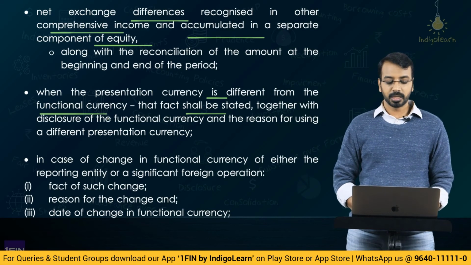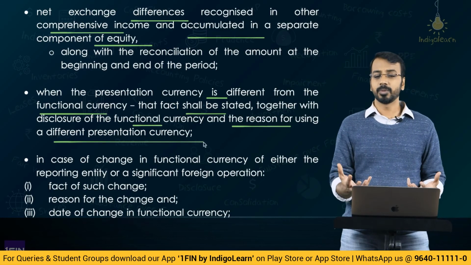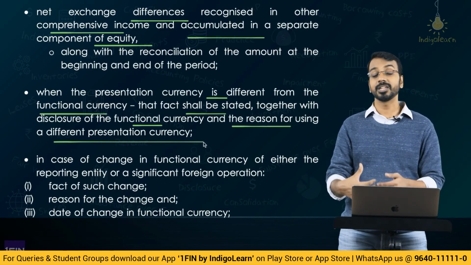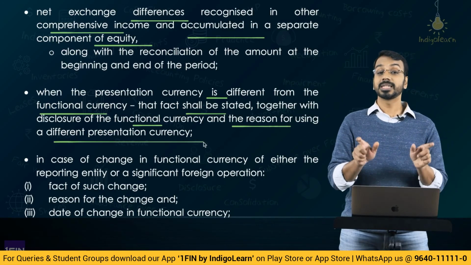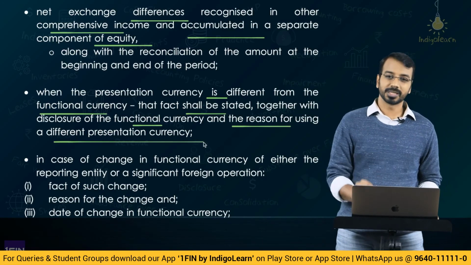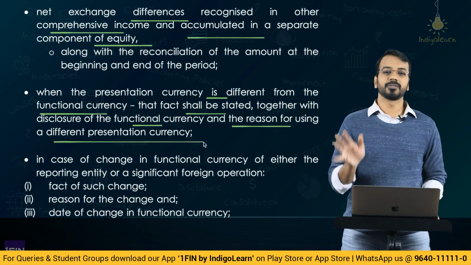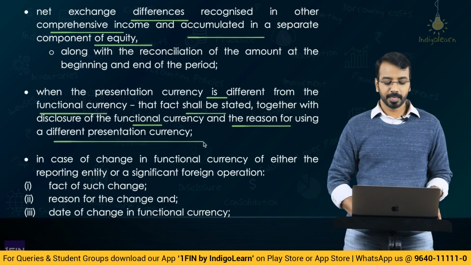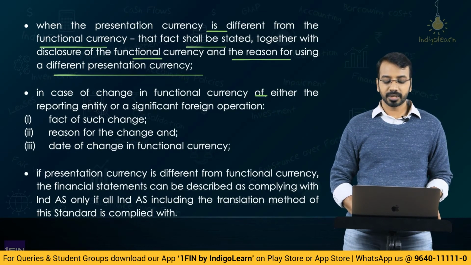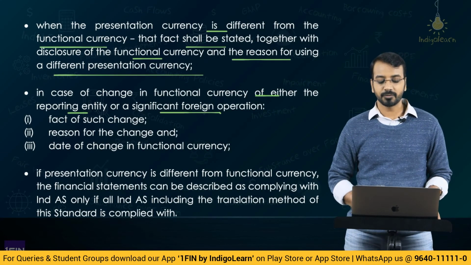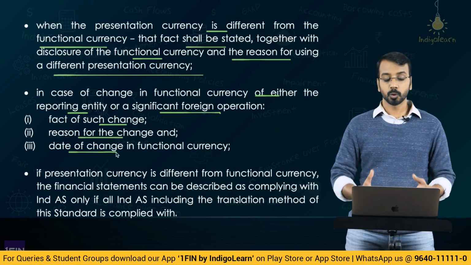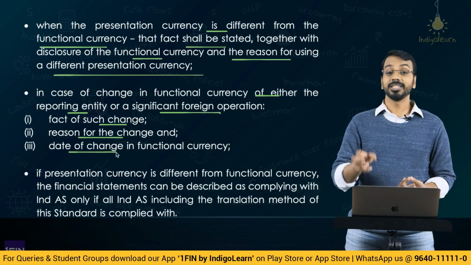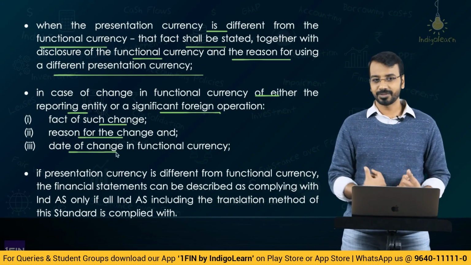Then, when the presentation currency is different from the functional currency, the fact shall be stated together with the disclosure of the functional currency and the reason for using a different presentation currency. An example could be an Indian company, say Infosys, presentation currency INR, functional currency, for example, USD. Okay, so in that case you have to state this fact that our functional currency is USD, presentation currency is INR. What is the reason for this difference and why we have done that? Okay. Then, in case of a change in functional currency of either the reporting entity or a significant foreign operation, you have to disclose the fact, the reason and the date.